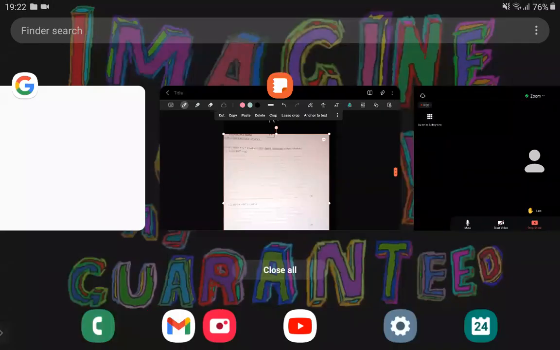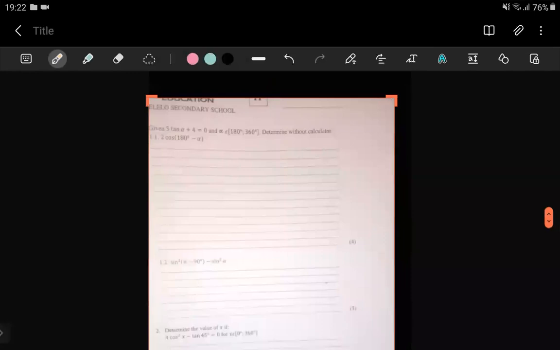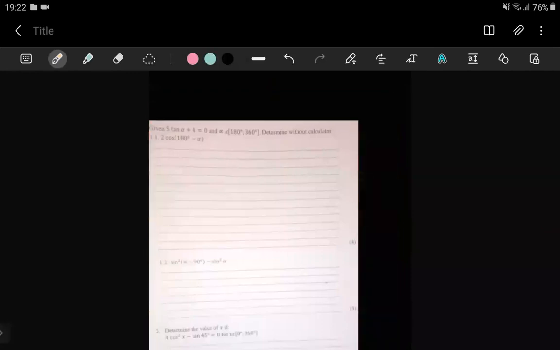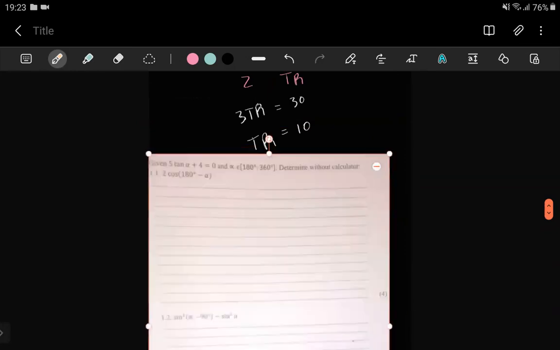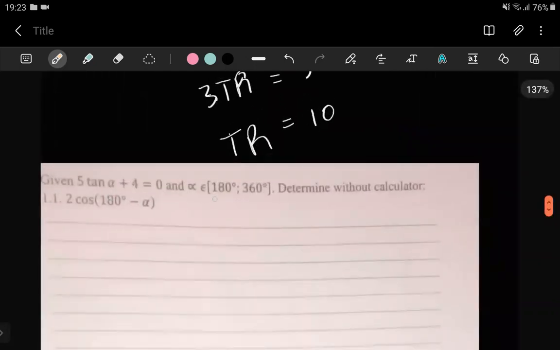Like double angles and compound angles and all that. So looking at what we have here, it says: given 5 tan alpha plus 4 is equal to 0. And then they told you that alpha is between 180 and 360. They're telling us that alpha is between those points over there. So if alpha is between those points, then wait a minute, what do I determine without the use of a calculator for this expression?